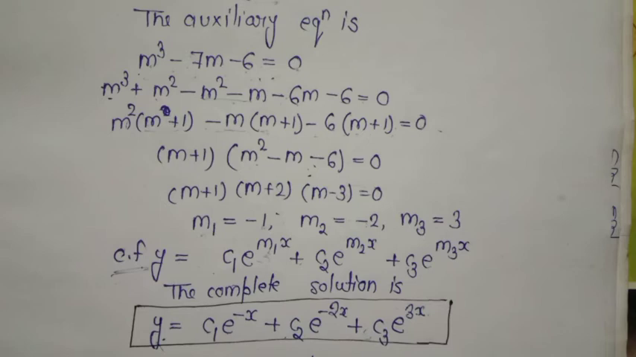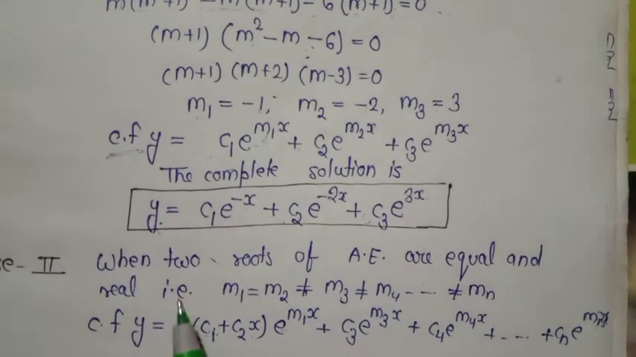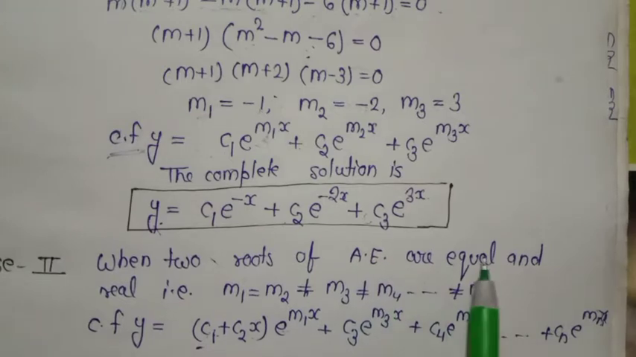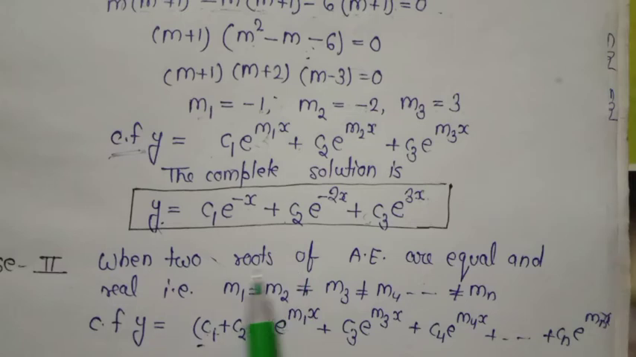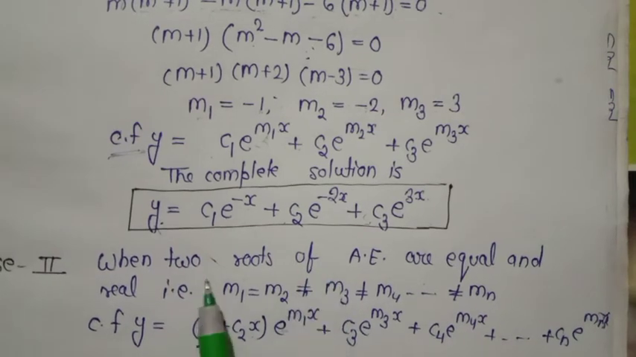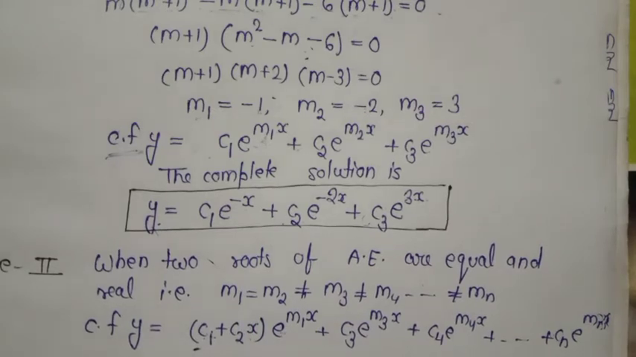Now I am going to take case second, that is when two roots are equal. Suppose you have n roots for the nth degree polynomial in which two roots are equal and the others are distinct. Then how do we apply the CF method for that equation? We will see this. So this is our case second, that is when two roots of the auxiliary equation are equal and real. That is, the roots are real, but from all the n roots, there are two roots which are equal in that auxiliary equation. Then how do we write the CF in that case?